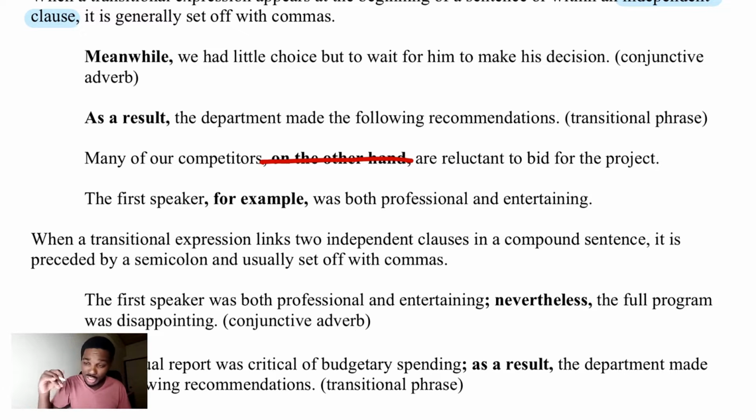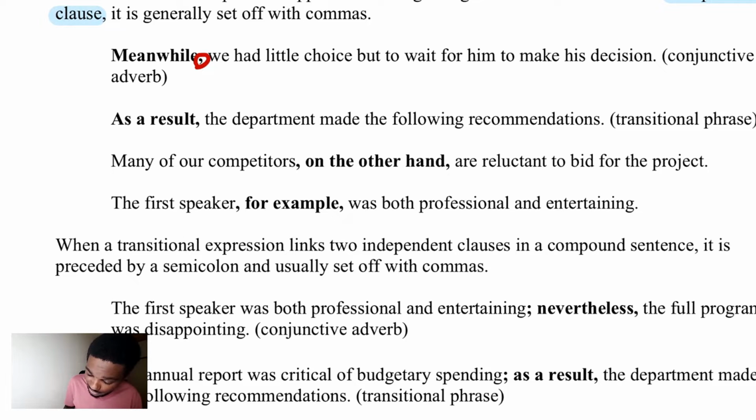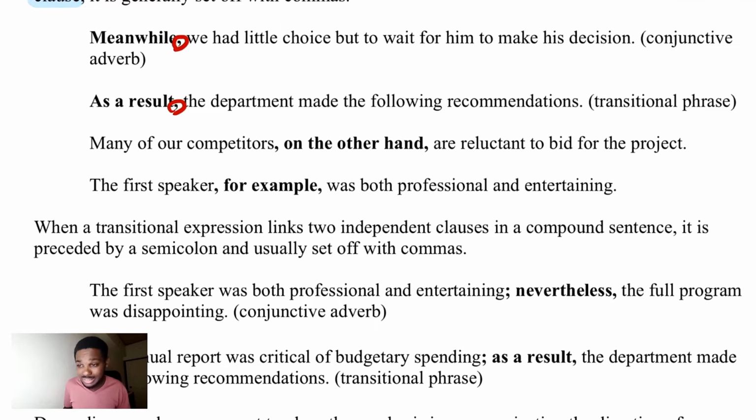If you want to throw a transitional phrase inside of this clause, you're going to surround it with commas. You're going to put a comma before and a comma after. Do you understand? We're looking at the grammar of it. So at the beginning of a sentence, you put the comma right after. Meanwhile, however, furthermore, blah, blah, blah. You put the comma after. If you're going to throw this inside an independent clause, you surround it with commas.